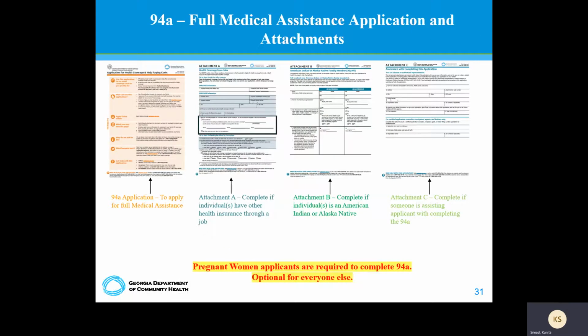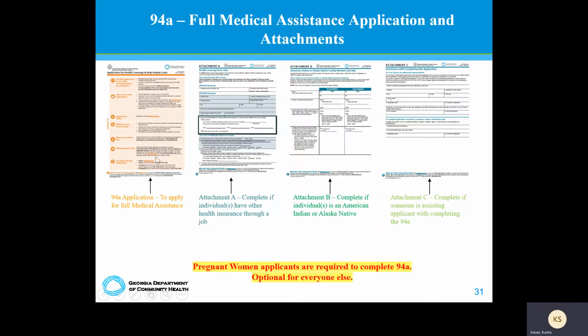The next one is the full application. If they are applying for full Medicaid, this is the application that they would need to complete. Along with this application are 3 associated attachments, and those attachments will need to be completed if applicable to that particular individual. The first picture that you see right here is actually the cover page for the full application.